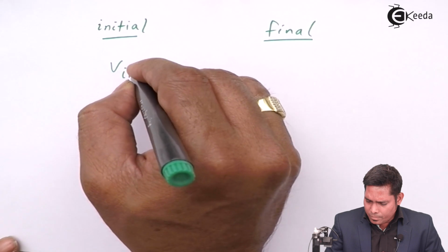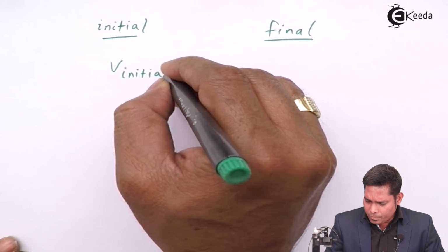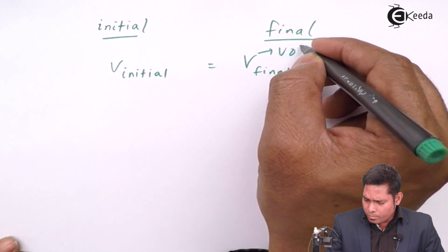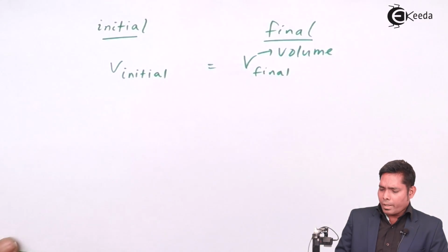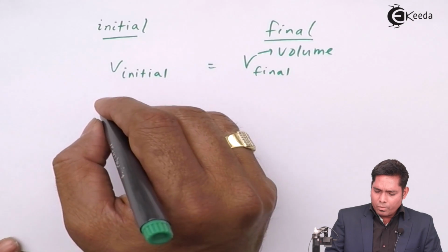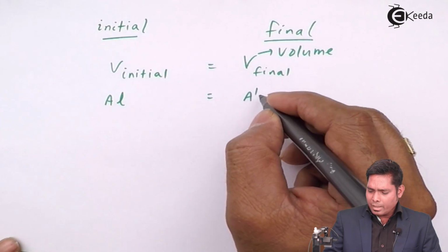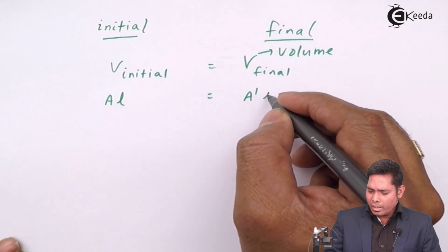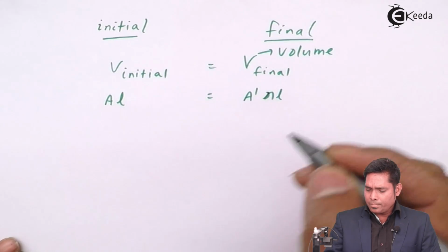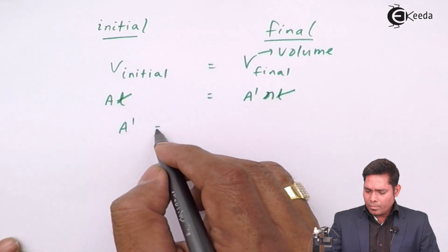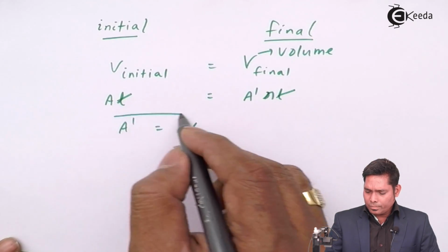Volume initial is volume final, where V is the volume of the wire. Initially, the volume of the wire is the area of cross section into length, A L, and the final volume is A dash into the new length, which is n L. From here, L cancels and A dash will be A over n.